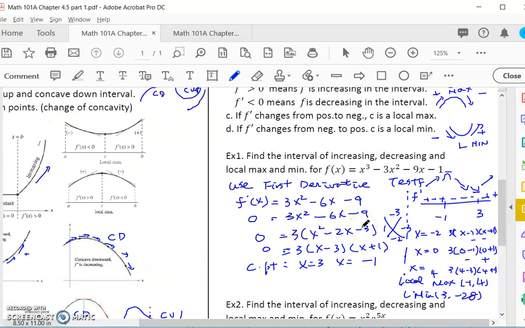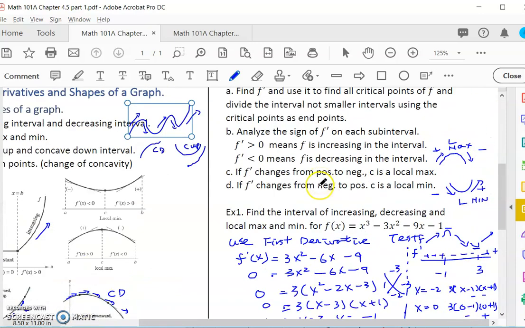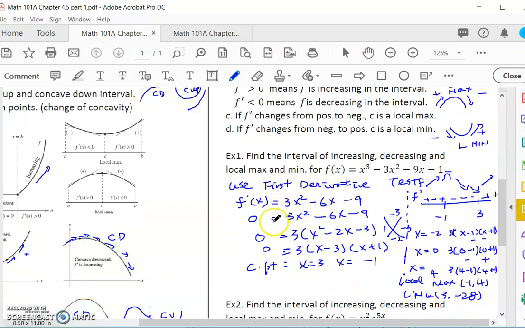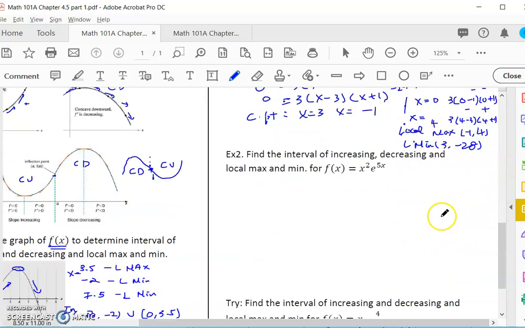So basically the first derivative test would be: you find f prime of x, solve it equal to 0 to find all the critical points, use the critical points to make a number line, and then do testing, and draw those plus, plus, plus, minus, minus, minus. If it's a plus, it's up. If it's minus, it's down. Between up and down, you would have a local max or min.